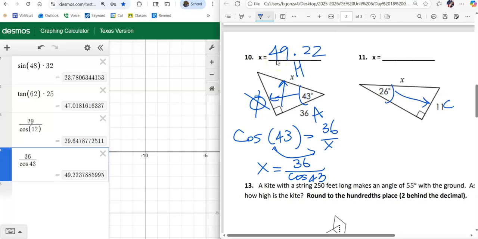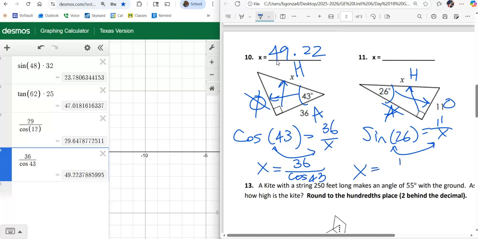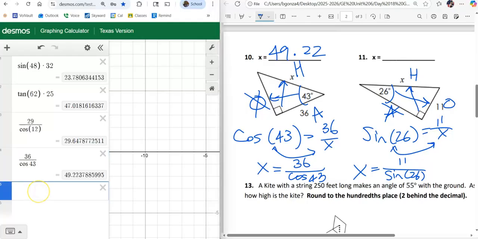Label O opposite, H is across from 90. And that's all you need because this A is blank. OH is SOH, S is sine, sine 26 equals O over H, 11 over X. So once again, you have to switcheroo because it's in the denominator. 11 over sine 26 gives you 25.09.